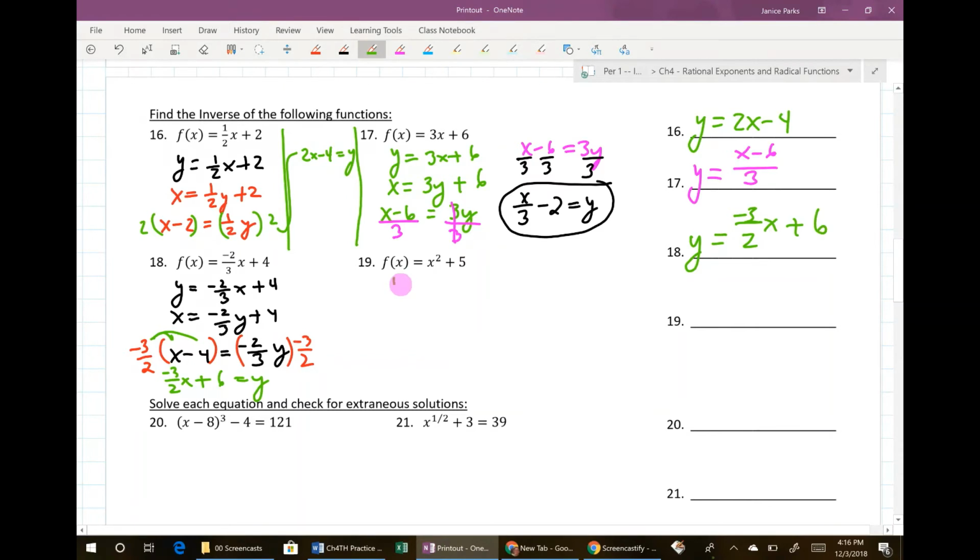For number 19, you're going to have y is equal to x squared plus 5. Excuse me, x is equal to y squared plus 5. X minus 5 is equal to y squared, and then you're going to take the square root of both sides. So plus or minus the square root of x minus 5 is equal to y.